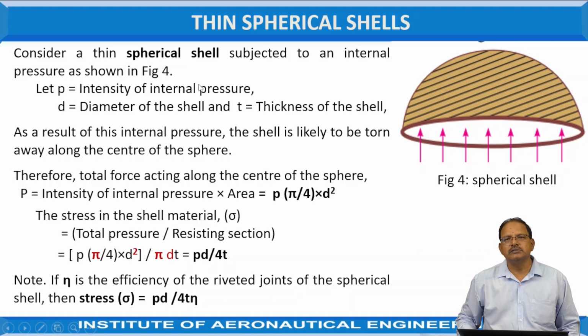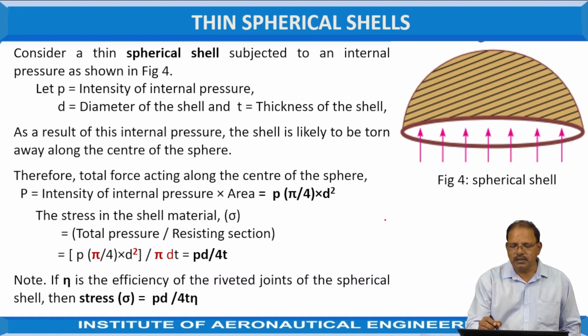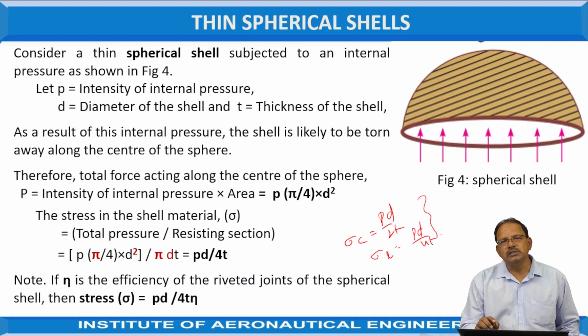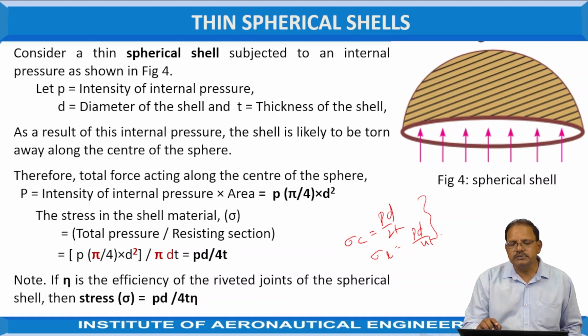In circumferential stress, the stress is equal to PD divided by 2T, and the longitudinal stress is equal to PD divided by 4T. Just by using these relations, we determine the strain that is produced, the circumferential as well as the longitudinal strain, is also calculated. But here we are considering a spherical shell.